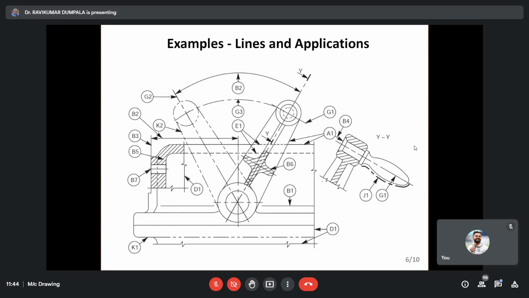Here you see the numbers. Somewhere you see the K2 here. Actual component is this one, but it is the extreme positions. So it means it goes from here to there. So it indicates that when you see the chain thin double dash.